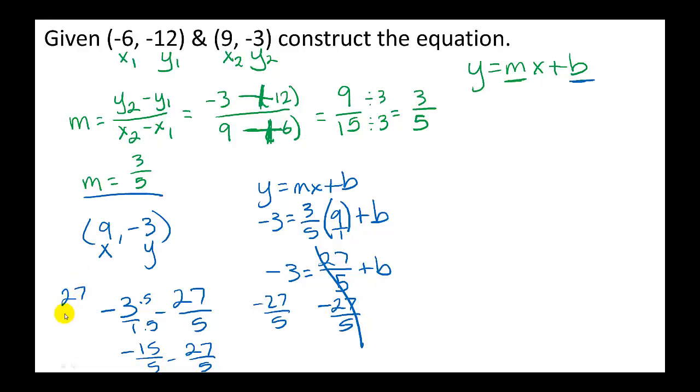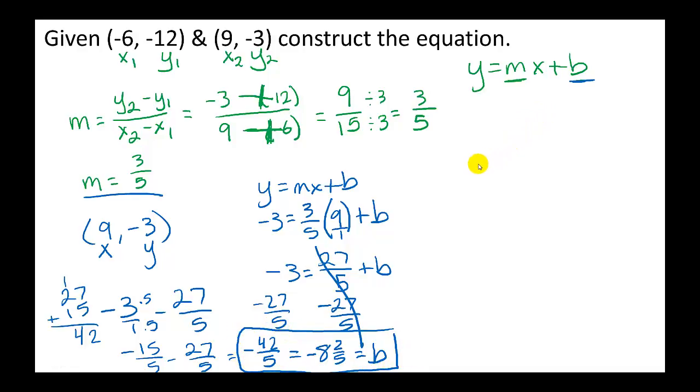So 27 and 15, we're going down and more down, so I will add. 7 plus 5 is 12. 2, 3, 4. So it's a negative 42 over 5, which, if we wanted to turn it into a mixed number, that would be a negative 8 and 2/5. Either is equal to b.